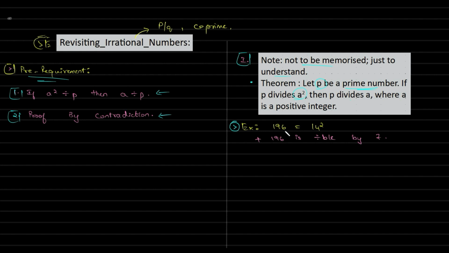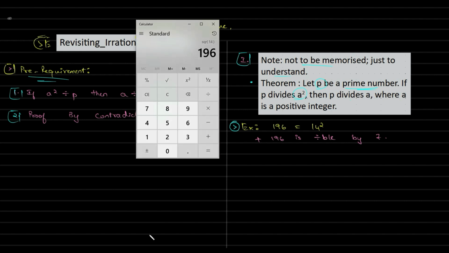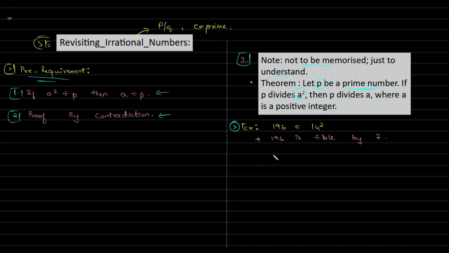See, 196 is nothing but 14 square, and 196 is divisible by 7. So let's have a look. 196 divisible by 7. Yes, it's divisible, right? So if 196 is divisible by 7, which is nothing but 14 square divided by 7, and this gives me an integer, then as per the theorem, 14 also is divisible by 7.